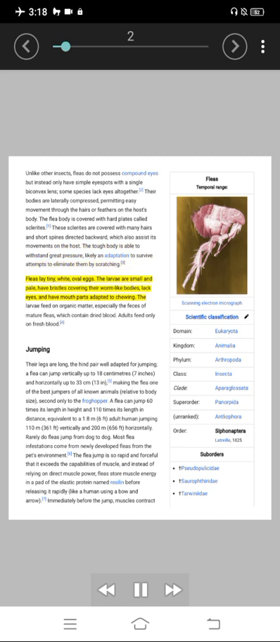The larvae are small and pale, have bristles covering their worm-like bodies, lack eyes, and have mouth parts adapted to chewing. The larvae feed on organic matter, especially the feces of mature fleas, which contain dried blood. Adults feed only on fresh blood.